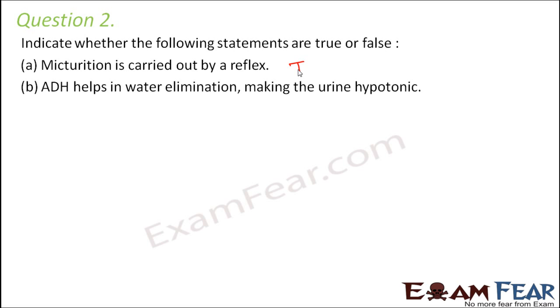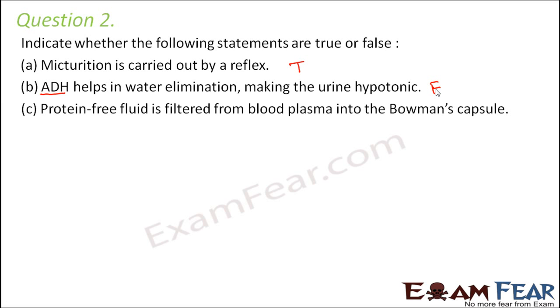ADH helps in water elimination, making the urine hypotonic. ADH is antidiuretic hormone, a hormone which helps to remove water. So when you remove water, what happens? Whenever water is removed from a solution, it becomes more concentrated. The solution here is urine. So urine does not become hypotonic, rather it becomes hypertonic. So this is false.